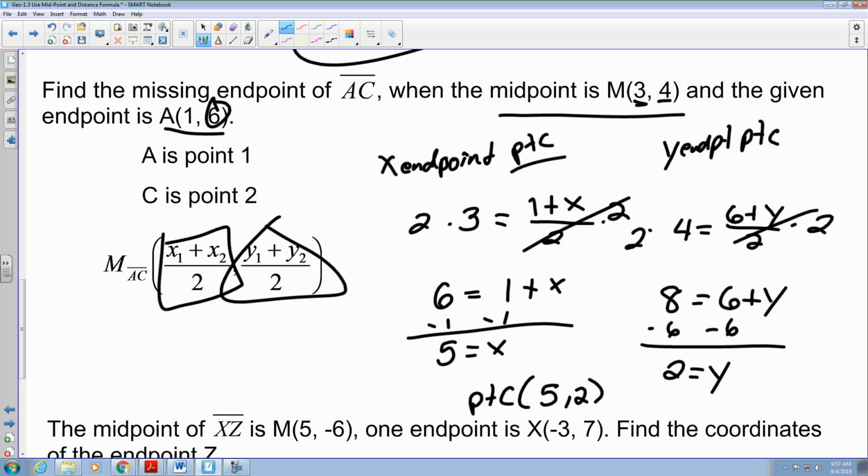And then you can double check that. So like say I want to find the midpoint of AC, and okay, I got 1 for x right here, and I got 5 for x over here. 1 plus 5 is 6. Divide that by 2 is 3. All right, that checks out. I go over and I see 6 for A for my y coordinate plus 2 for my y coordinate for C gives me 8. Divide that by 2, I get 4. It checks out. So that's another way you can check it. So here's the endpoint, 5, 2.